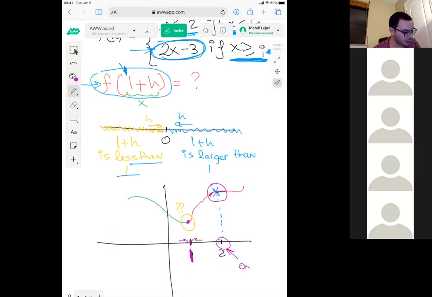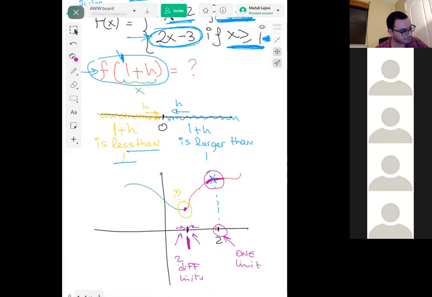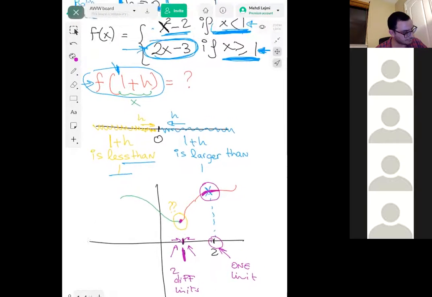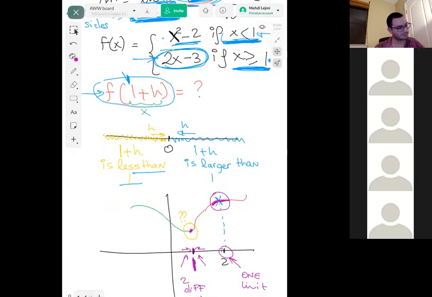So here it's just one limit to compute, because you have the same equation coming from the left and from the right. But here at 1, you have 2 different limits. You see what I'm saying? Okay, sorry, let me try to get this straight. Since there's a 1 and 1 plus h, you're going to use the first one, x squared minus 2, right?